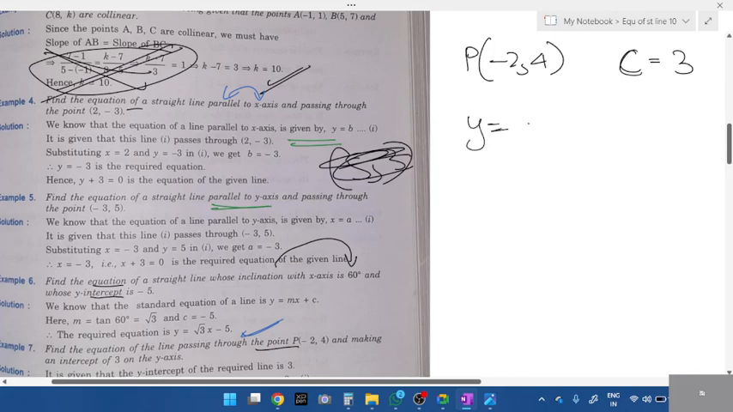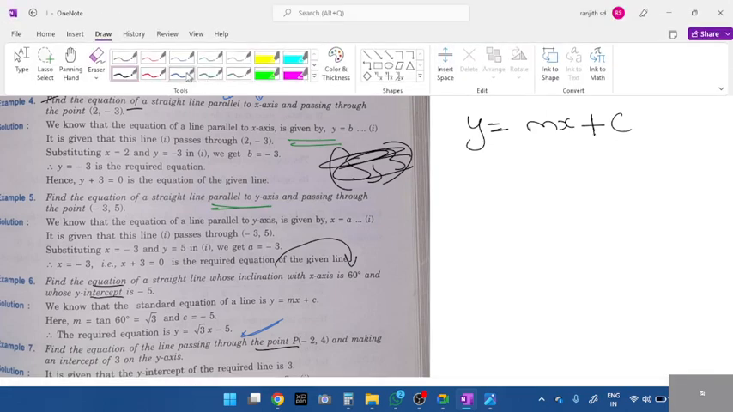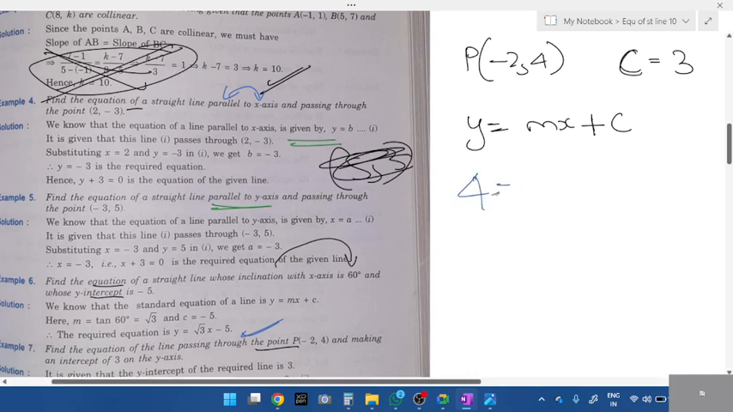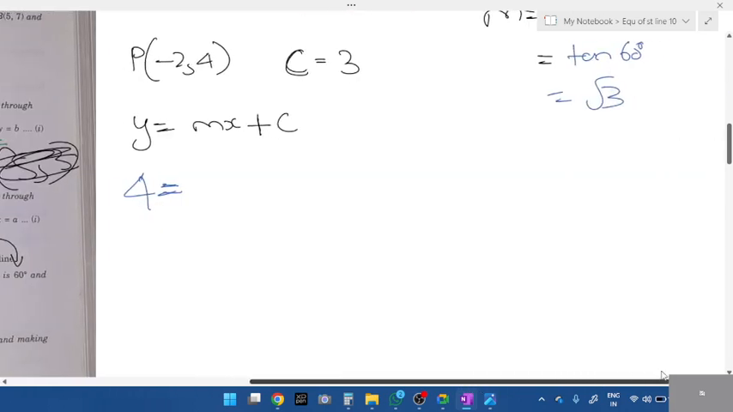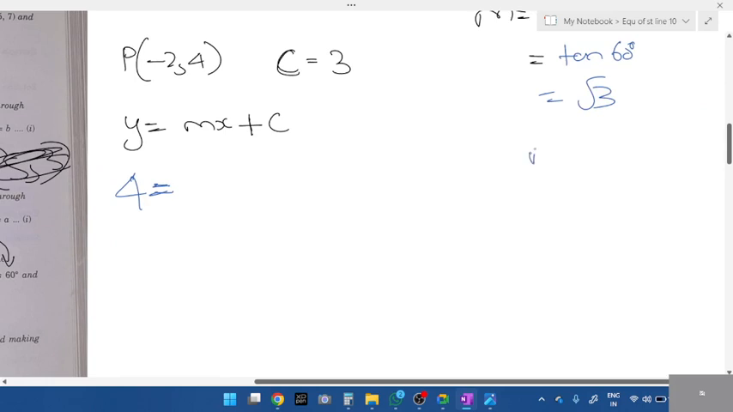Y is equal to mx plus, what is the y value from this point? What is y? Is the m value given? M is not given. Any theta value given? If the angle is given, we could have found m, right? Yes. What are the different ways we can find m, students? What are the different ways? M is equal to tan theta. And what's the other way? Y2 minus y1.